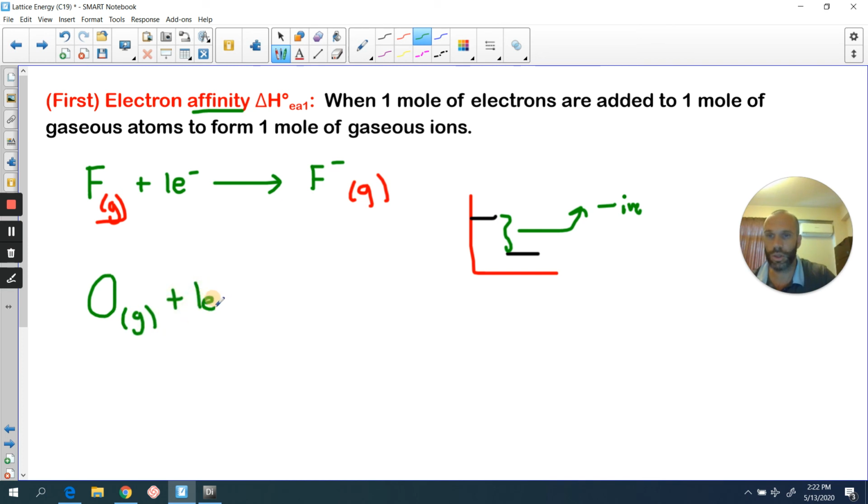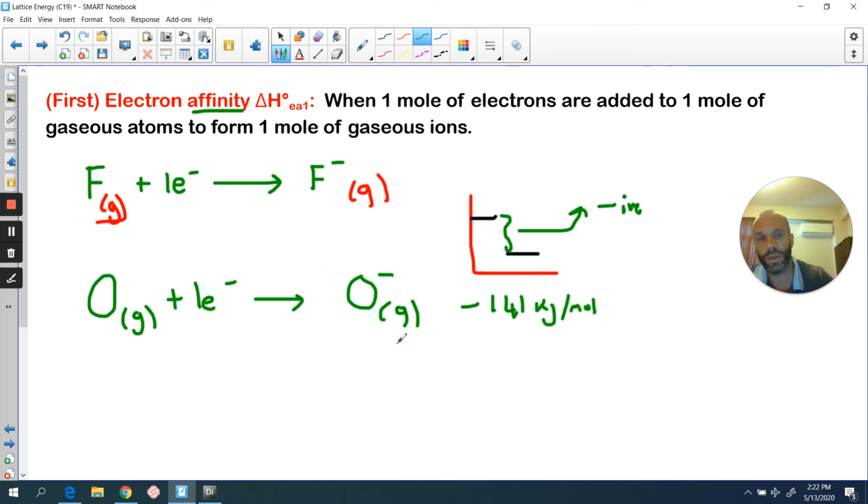So oxygen gaining a mole of electrons to form O1 minus. Need to have gas in there, don't I? That would be your first electron affinity value, and it's stated here as negative 141 kilojoules per mole. Like I said, it's often that the first value will be exothermic.